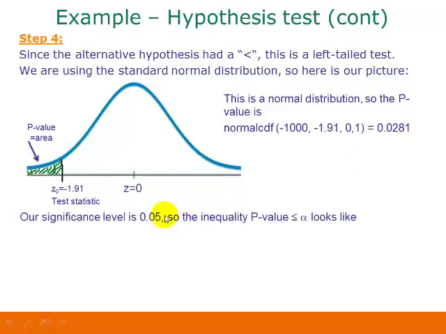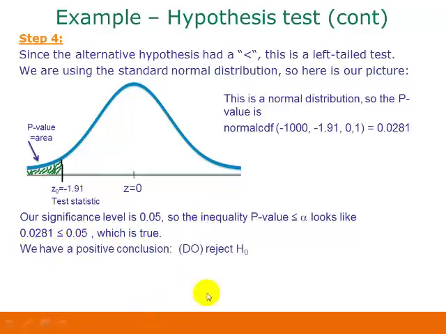Our significance level was 0.05, so our inequality, p-value less than or equal to alpha, looks like this. We have 0.0281 is less than or equal to 0.05, which is a true statement. That means we have positive conclusions. So in terms of our null hypothesis, our positive conclusion would be that we do reject H0.